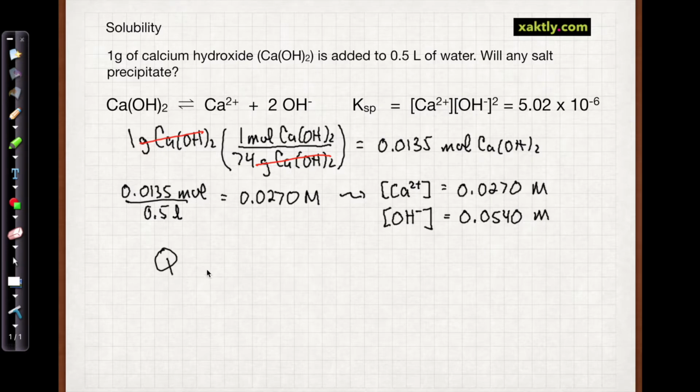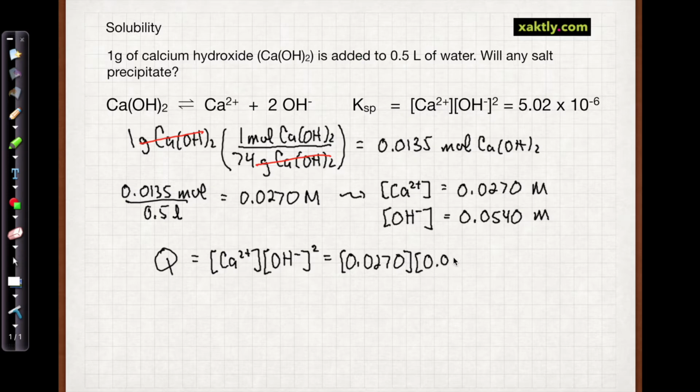Now we can plug those numbers into our KSP expression, and we'll call that number Q. So that's just the calcium ion concentration times the hydroxide ion concentration squared. We'll plug in our numbers, 0.0270 and 0.0540. That gets squared. And our result is about 7 times 10 to the minus fifth.